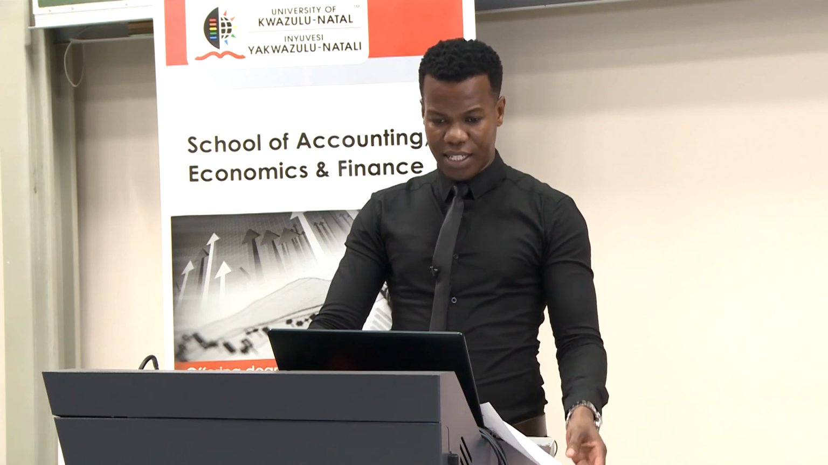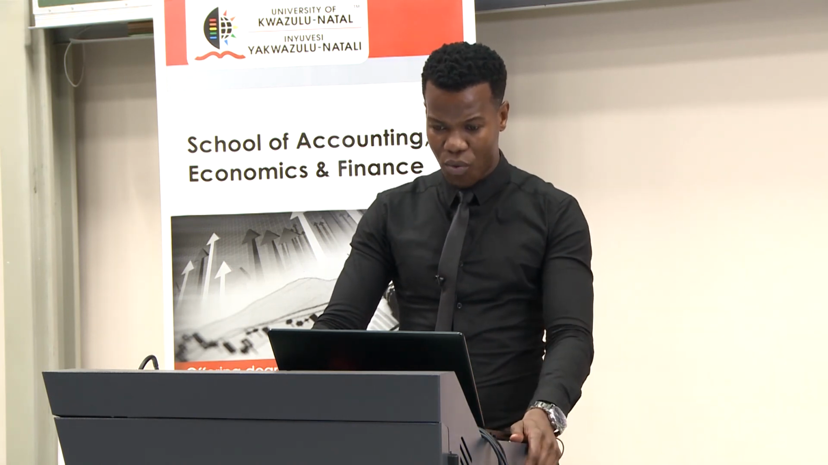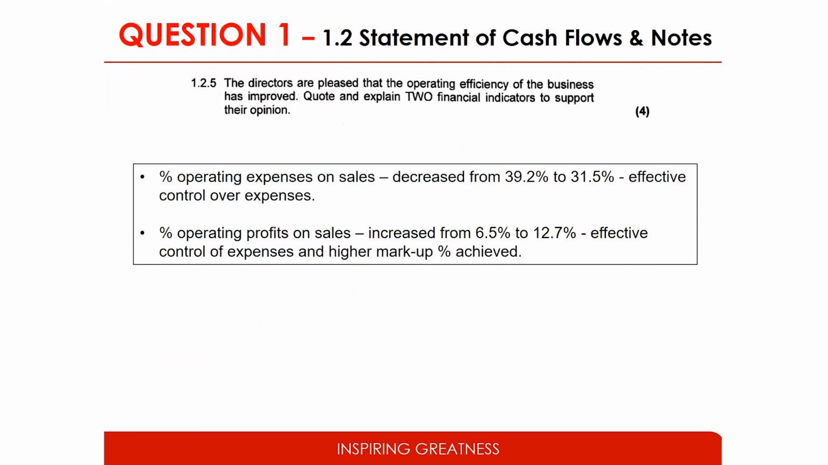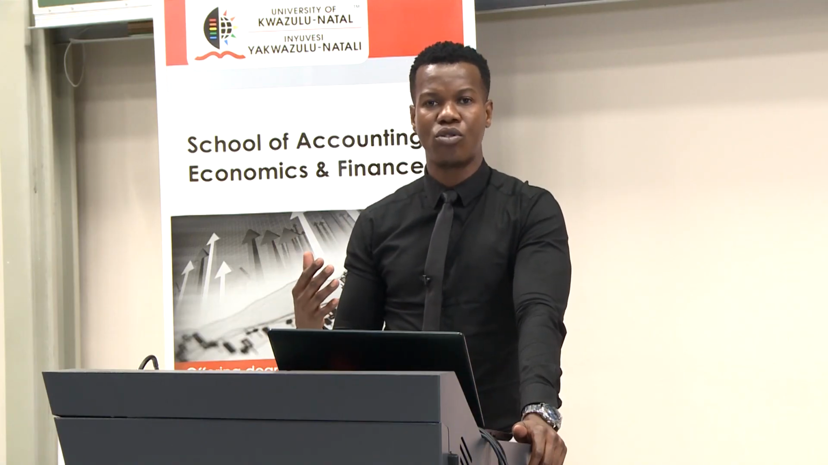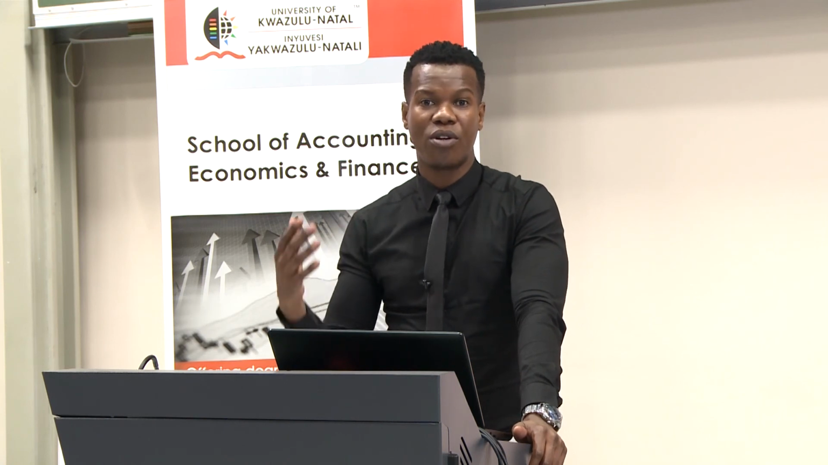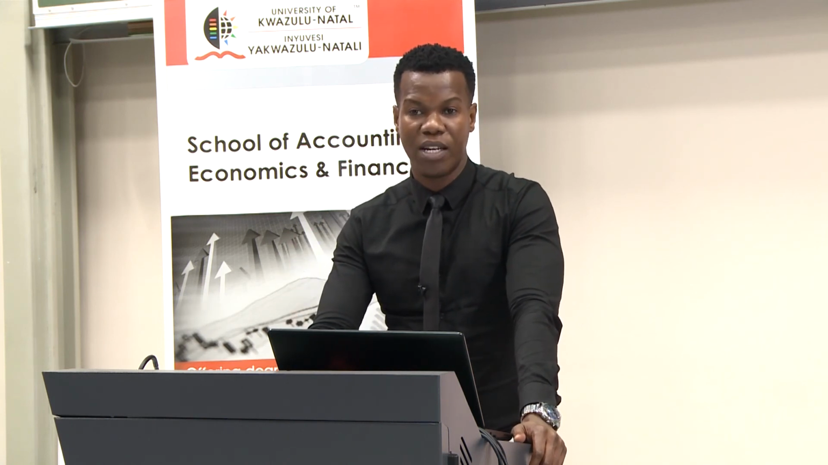And then I think this is the last question on your question 1. It says the directors are pleased that the operating efficiency of the business has improved. Quote and explain two financial indicators to support their opinion. Again, 4 marks, easy marks. It basically just needs you to apply your mind and be in a position to draw back to the theory that you would have studied as far as the analysis of financial statements is concerned.